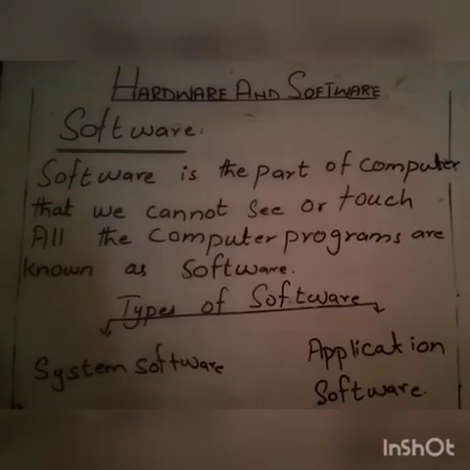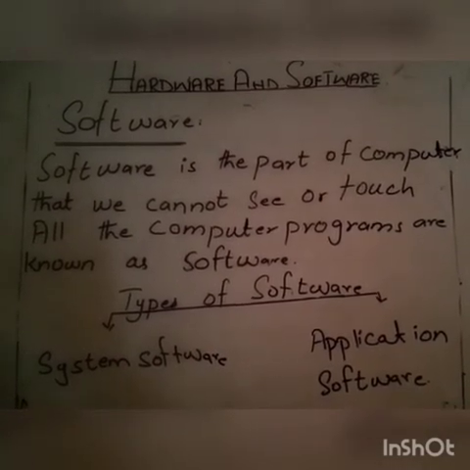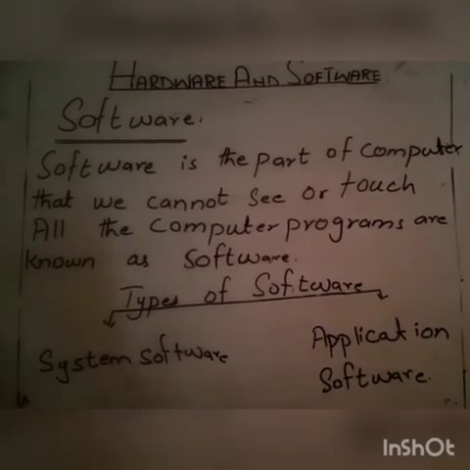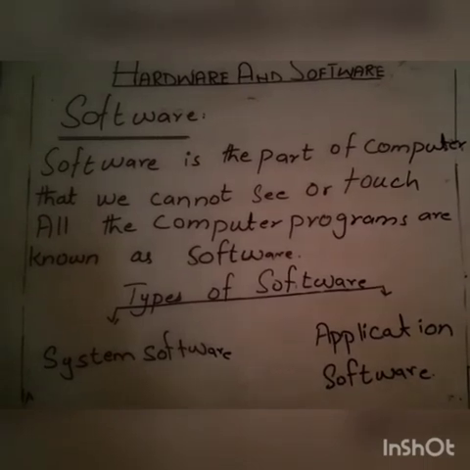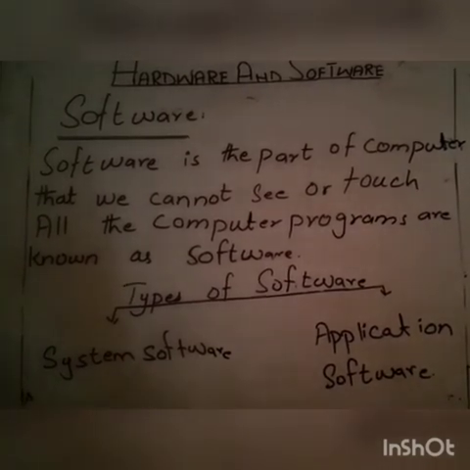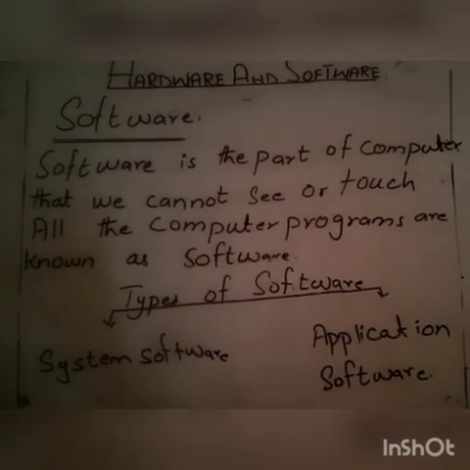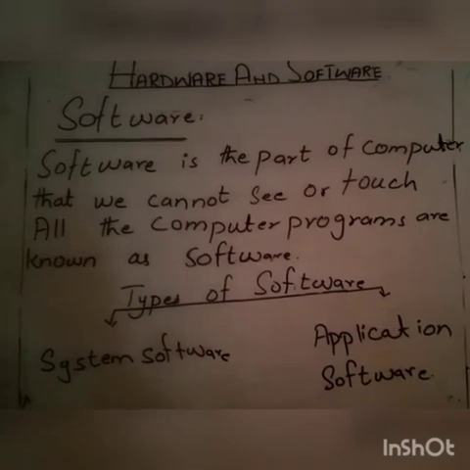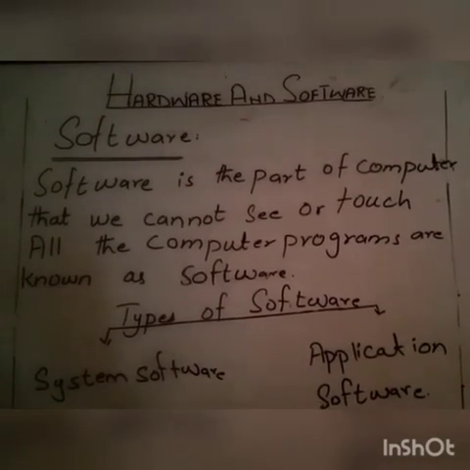Software. Software is the part of the computer that we cannot see or touch. All the computer programs are known as software. It is just like the soul in our body. As our body cannot live without soul, similarly, a computer cannot work without software. There are two types of software. Number 1, system software. Number 2, application software.